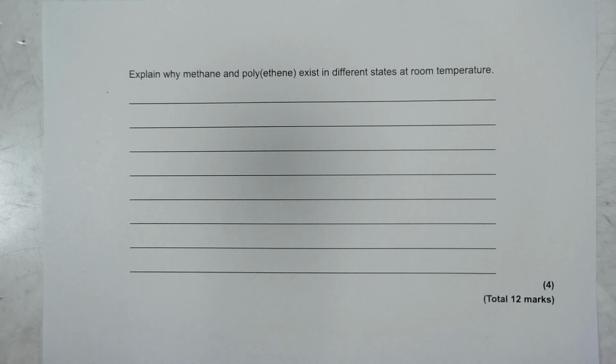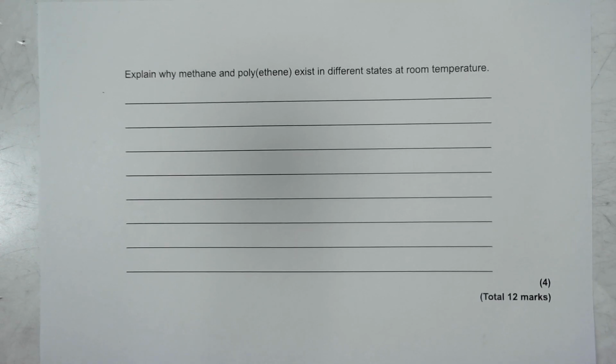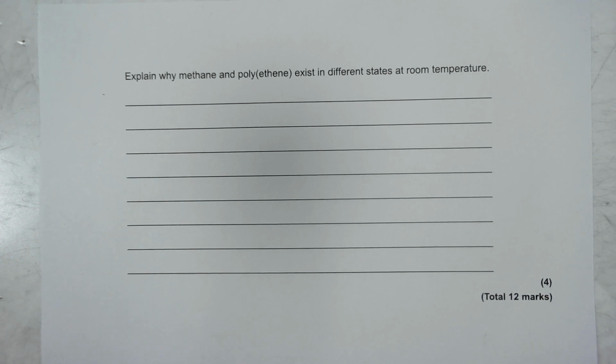Okay, back to another exam question video. So this is quite a tricky one, or this is one that some students will definitely struggle with. It's 4 marks, and it's saying to us, explain why methane and polyethene exist in different states at room temperature.